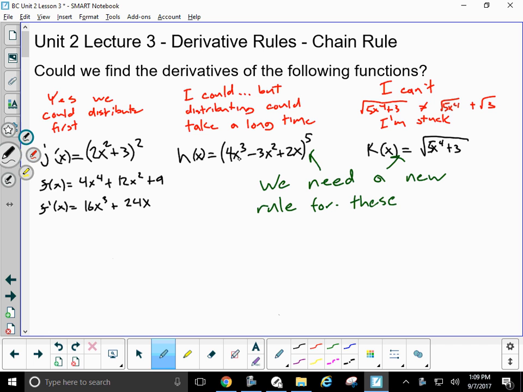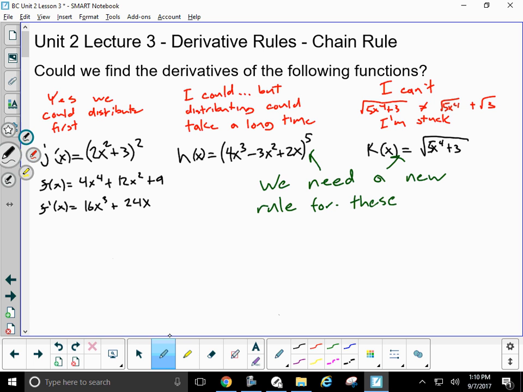H of x is a problem because I do not want to take this to the 5th power. It would take me a long time to distribute, a long time. K of x, I can't simplify in any way. I can't rewrite this as the square root of 5x to the 4th plus the square root of 3. That's not true. So we need a new rule for these types of functions, okay?